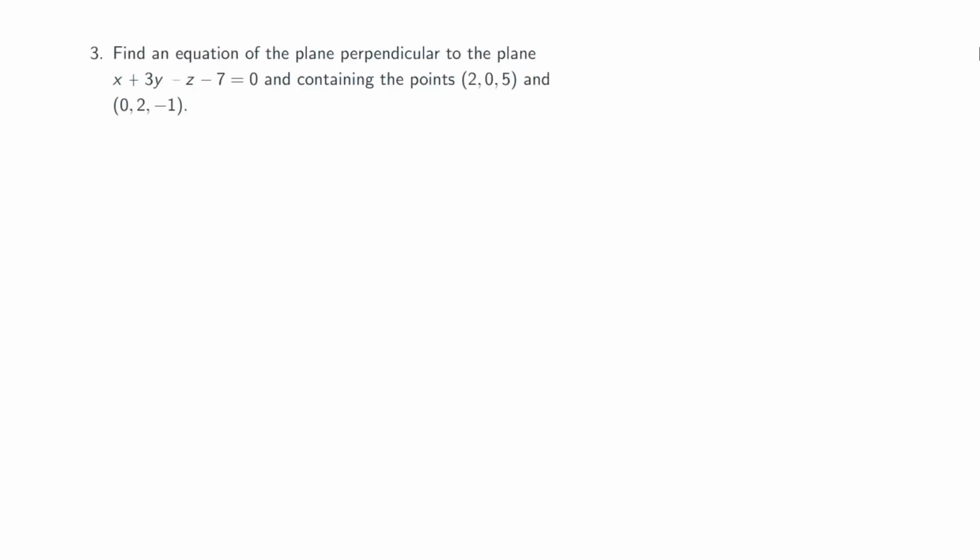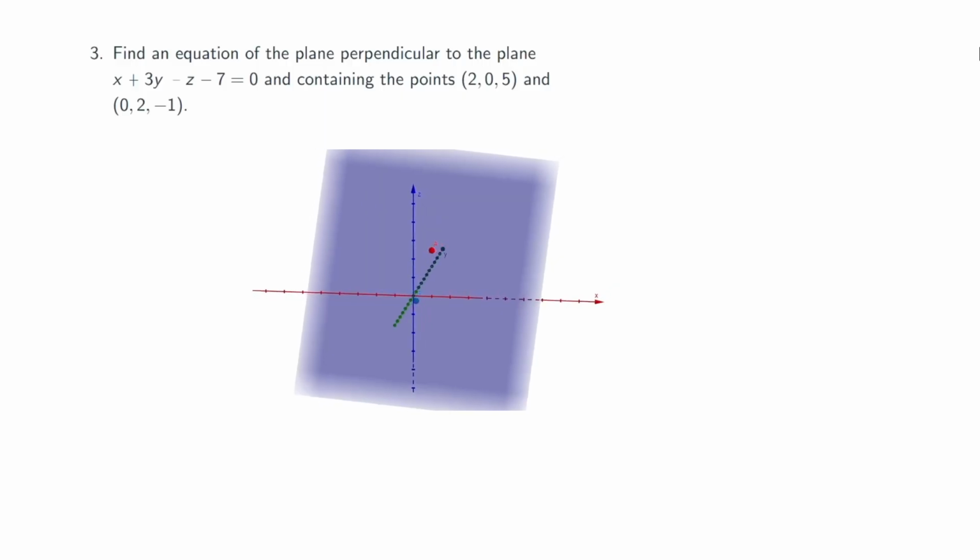For our third problem, find an equation of the plane perpendicular to this plane, x plus 3y minus z minus 7 equals 0, and such that it contains the points (2, 0, 5) and (0, 2, -1). Okay, so the visualization for this problem is like this. First, let us consider the point (2, 0, 5) and then the point (0, 2, -1).